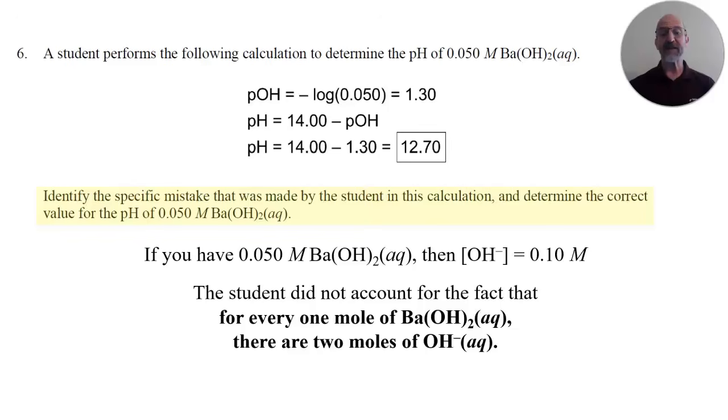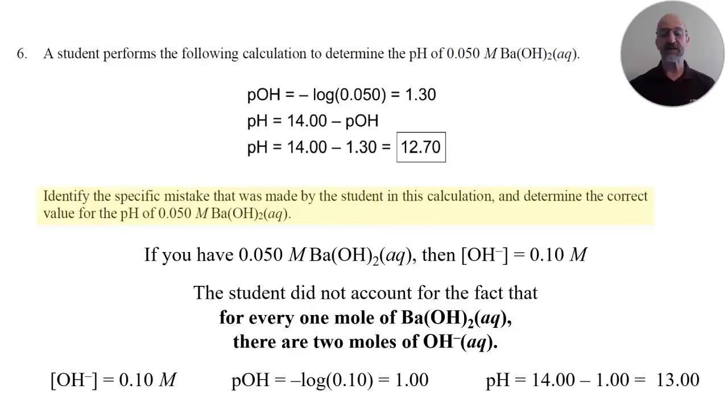So we're going to take the negative log of the concentration of the hydroxide ion, and that will get us the pOH. So the negative log of 0.10 molar is 1. And then 14 minus the pOH gives us the pH. So 14 minus 1 is 13. So you can see that the correct pH is actually 13, not 12.70.